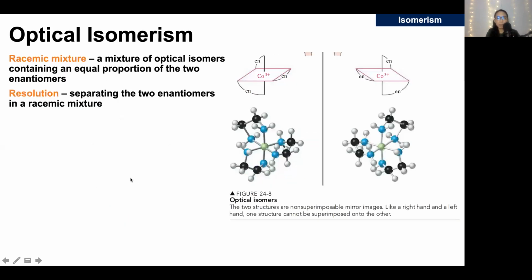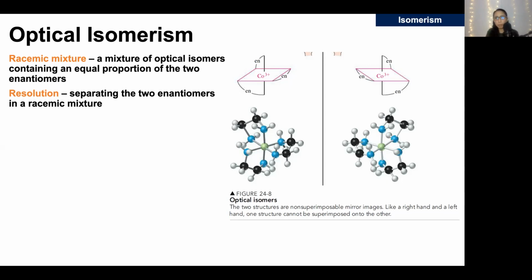There is not much to say further about optical isomerism, but just consider this. If you have a mixture of the 2 enantiomers containing equal amounts of the 2, they cancel each other's optical activity. Such a mixture is called a racemic mixture. A racemic mixture contains optical isomers in equal proportions. They cancel each other out, so a racemic mixture will not display any optical activity.